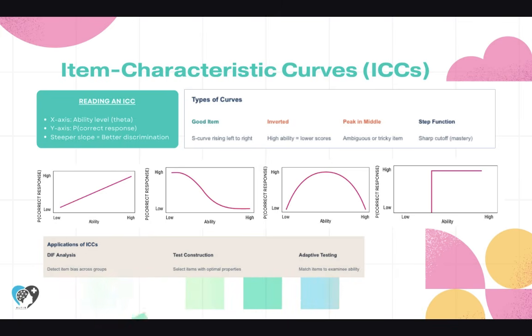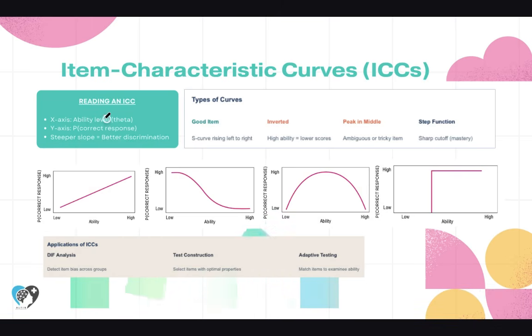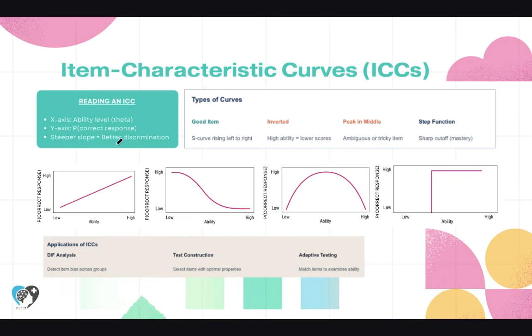Now let's look at item characteristic curves. The ICC is a graph of how an item performs across different levels. The x-axis is the ability level, and the y-axis is the proportion of correct responses. So basically, it shows us by visualization in the graph whether the item has good discriminant ability. An item has better discrimination if it has a steep slope, like this one. Remember, the x-axis is the ability.